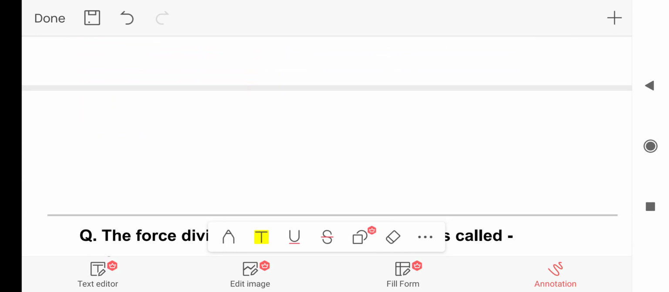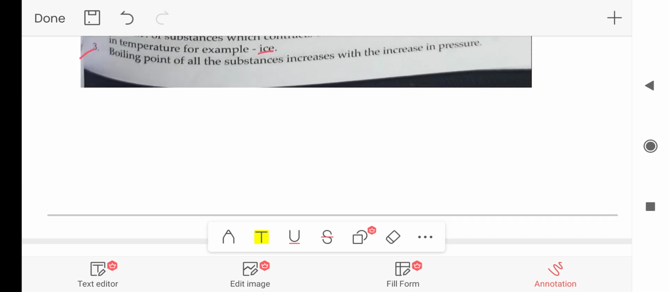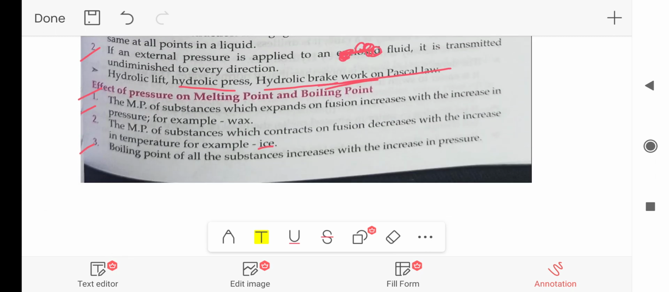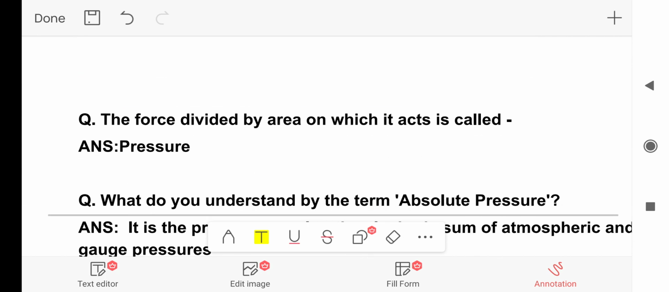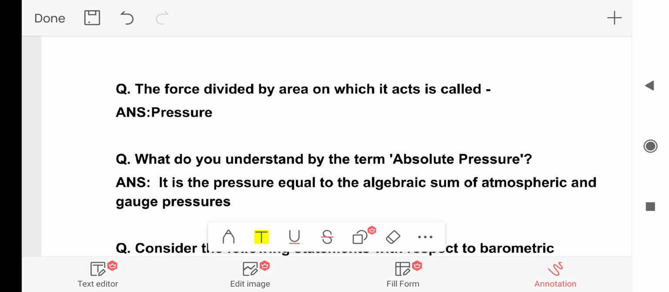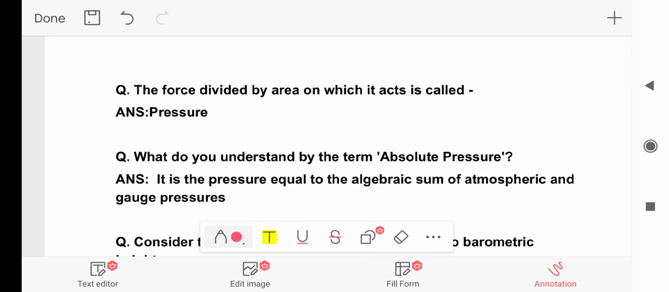So the conclusion is, if we increase or decrease the pressure, the melting point of that substance increases or decreases accordingly. Now let's solve the questions based on it. First, the force divided by the area on which it acts is called, answer, pressure. Next, what do you understand by the term absolute pressure? Answer, it is the pressure equal to the algebraic sum of atmospheric and gauge pressure.